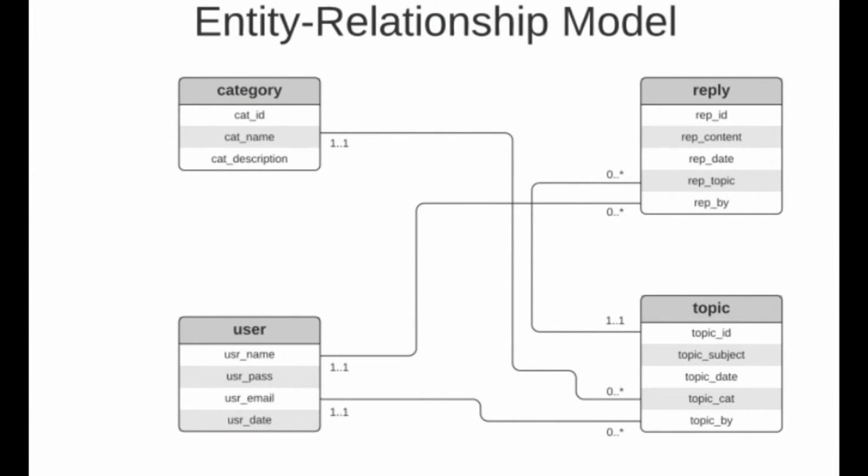This is our entity relationship model. As you can see, we have 4 different tables, one category, another reply, another user, and the last topic. Now to Clayton with the demo.